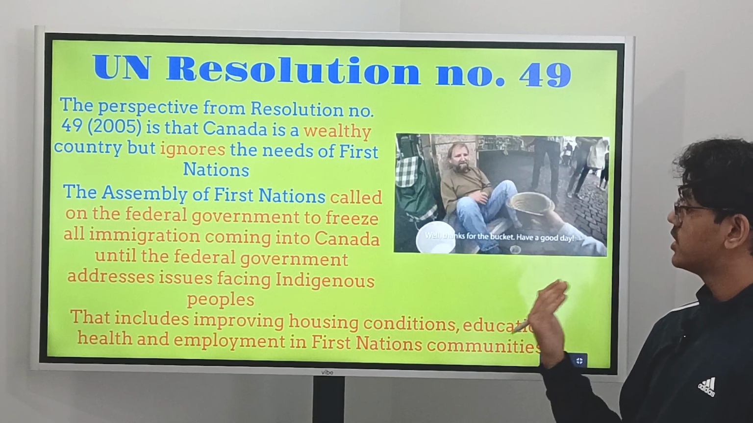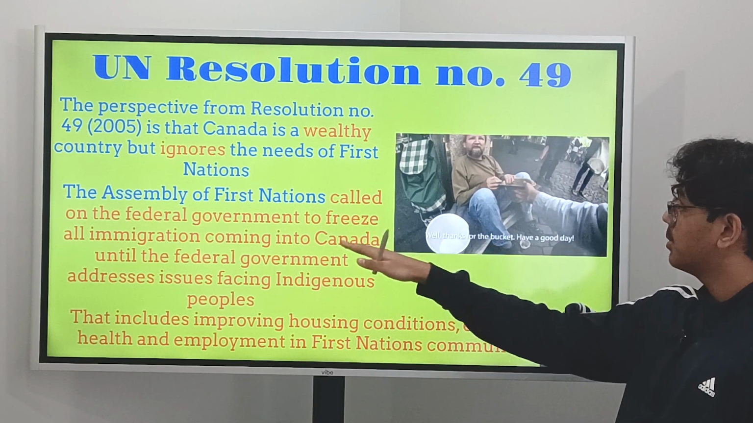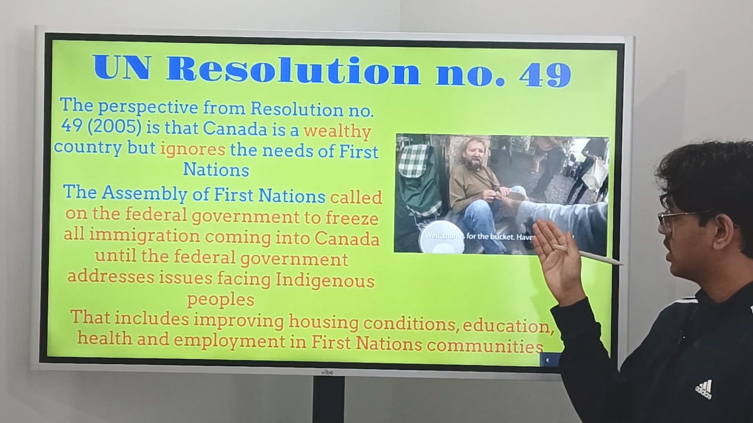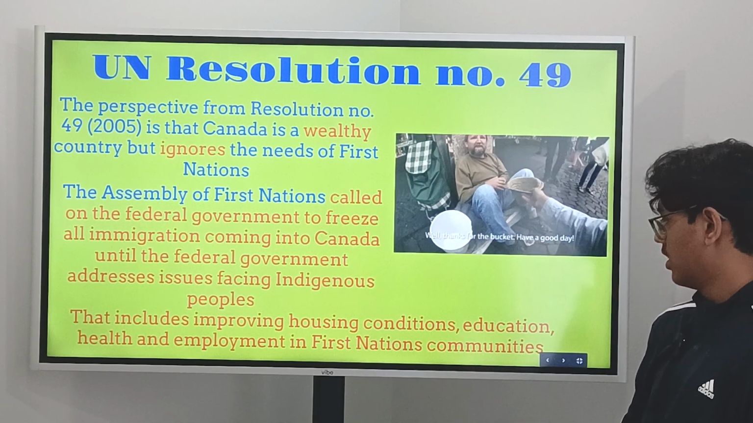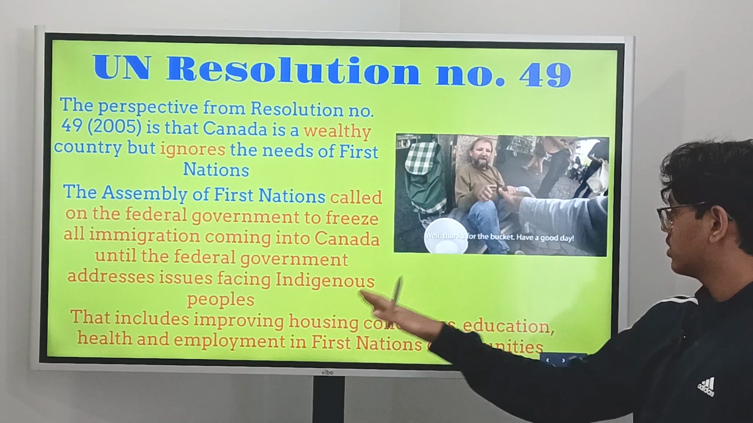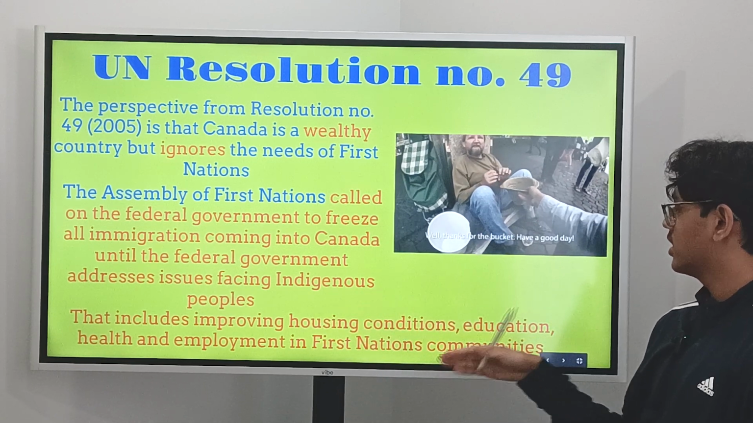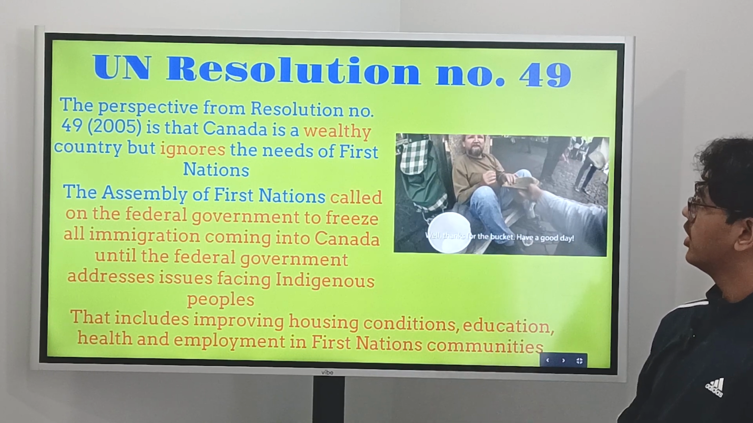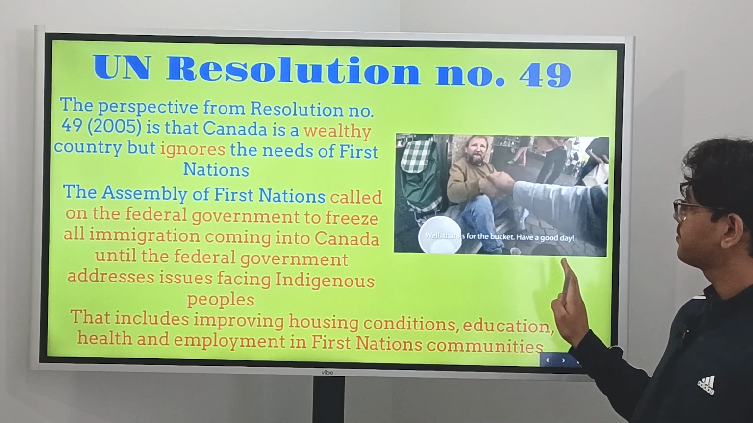So what the UN was telling Canada was to freeze all immigration until they could address all the issues that the First Nations or Indigenous peoples had. And that was including all of this, so improving the housing conditions, the education, health, employment, and etc. So that was the UN Resolution number 49.